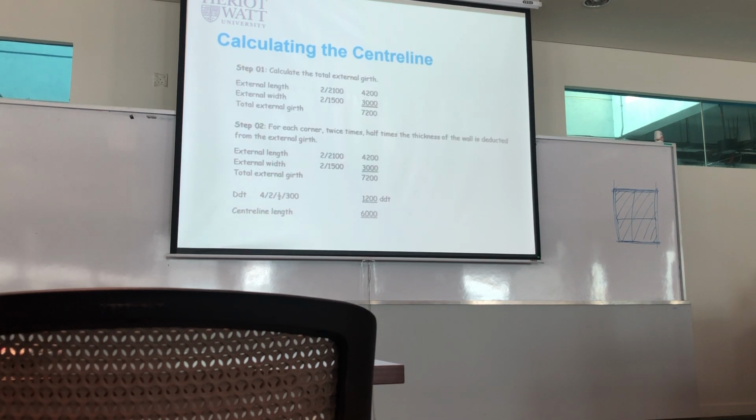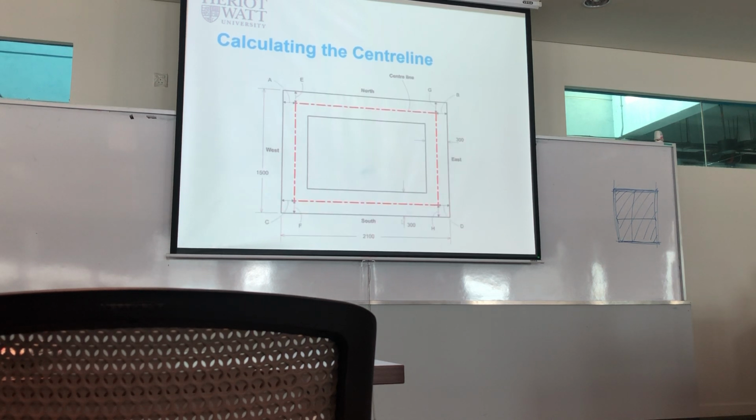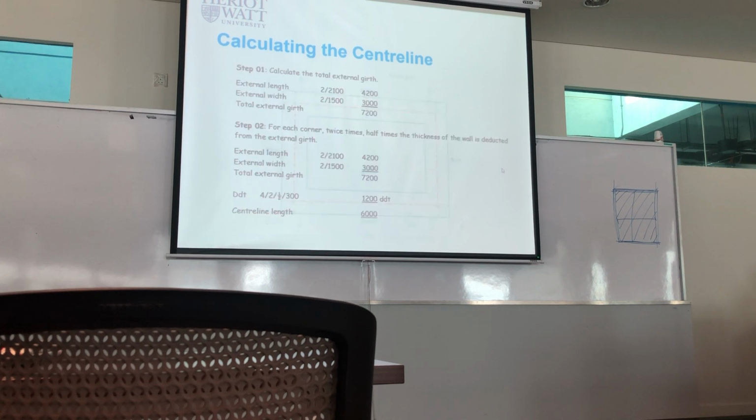Step 1, calculate the total external girth. So total meaning the dimension that you have, make it quick: 2 times 2.1 both sides, 2 times 1.5 both sides. Okay? This is what you get. Alright? So remember, even in your waste calculation, you are going to do this kind of calculation, not the layman terms like multiply where you put an X there, no. You do this. So this one you have total external girth. Girth means the perimeter.